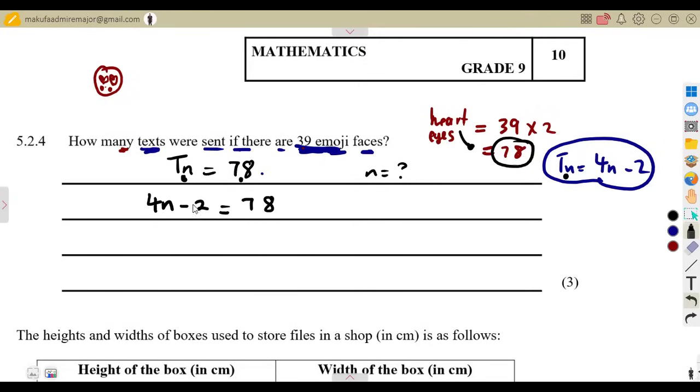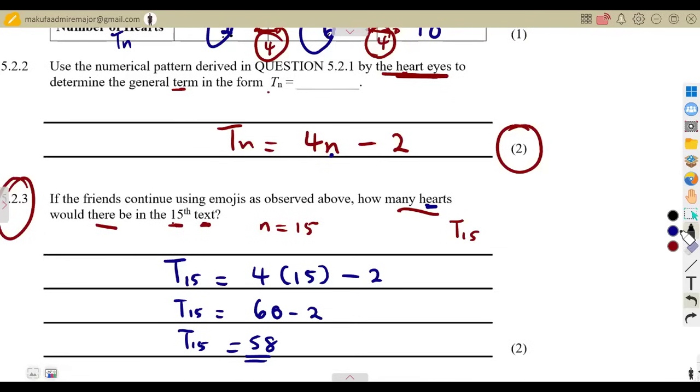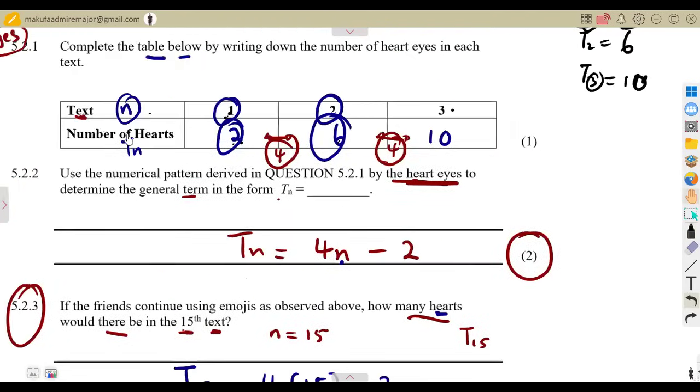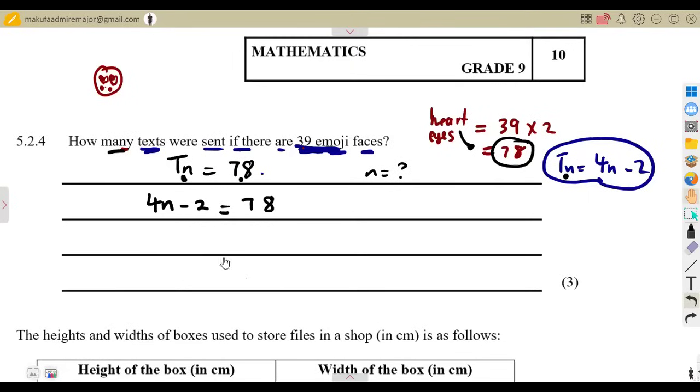So what is going to be the value of n, which is the number of texts? Remember, the texts are represented by n. We talked about it here. n represents the number of text. So by calculating n, you are finding the number of text. So you are solving. It's now an equation. You have to solve for n. So take the negative 2. On the other hand, it's going to be a positive. For n, it's going to be 78 plus 2, which is 80.